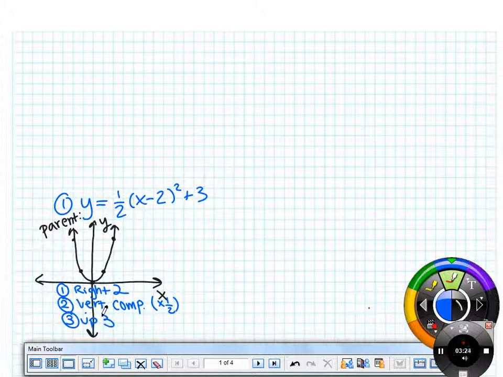So once we do these 3 things, we'll be able to see our new graph. Okay? All right, so I'm going to go ahead and do the first one. Try and color code them. So I'm going to go ahead and move everything right 2 spaces. Okay? So that means this vertex point is going to get shifted right 2. And so will all the other points. And once you've shifted the vertex, the rest of the graph right now is behaving the same. So if you're 1 unit away, you're still 1 unit up from the vertex.